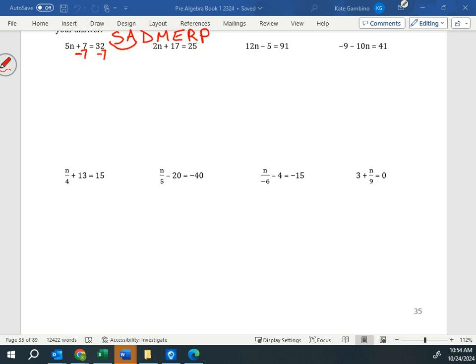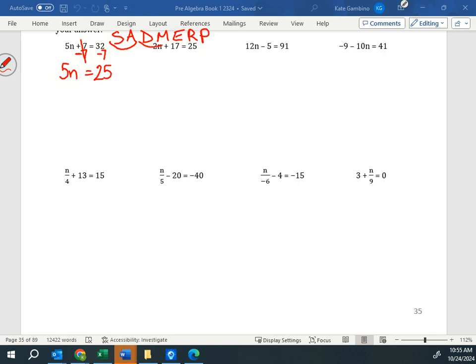So what am I left with? I know I'm going to have 5n. I didn't do anything with that. What is 7 minus 7? David? 0. Do I need to write plus 0? No, because that doesn't do anything to our equation. So we're going to leave that out. Because 7 minus 7 is 0, it zeroes out, so I can cross it off. That equals what? What is 32 minus 7? 25.